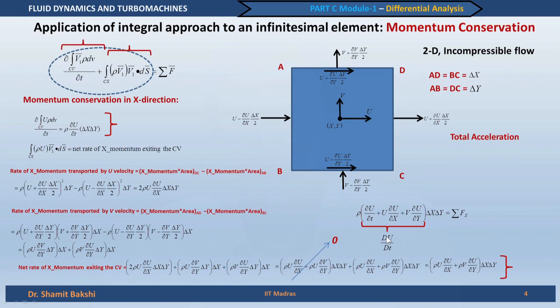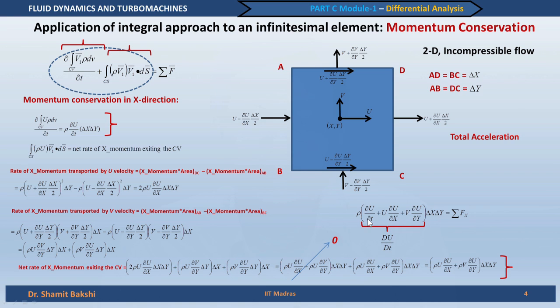This derivative is different from the partial derivative and it is called the total derivative. So, this is capital D by Dt of u. This is basically the total acceleration of the fluid. What is the total acceleration of the fluid? We see it has two components.